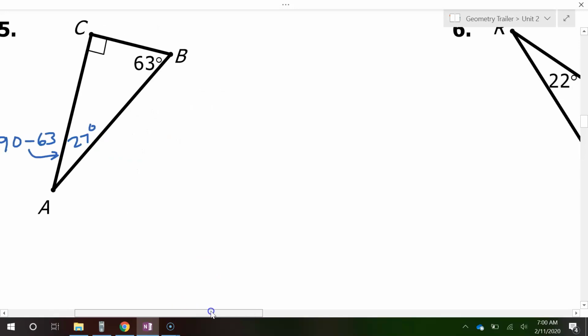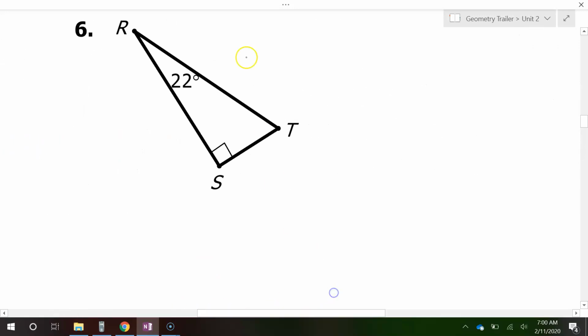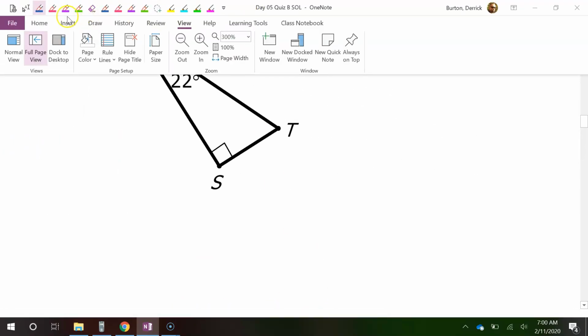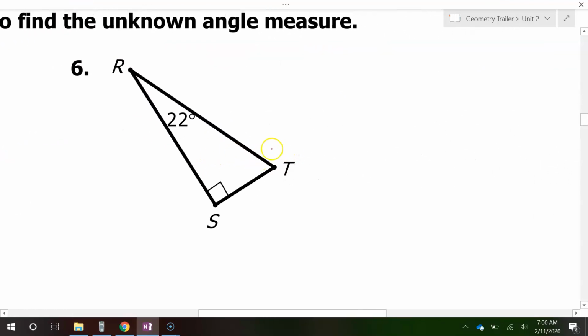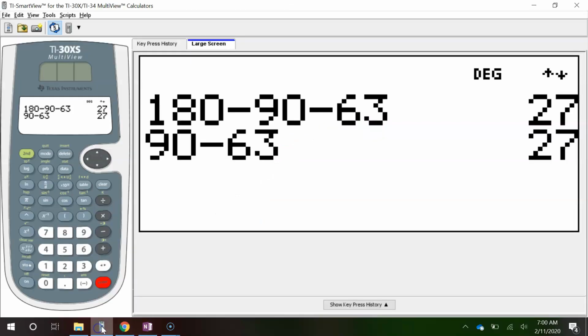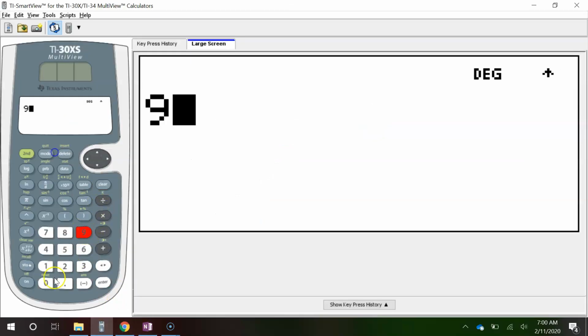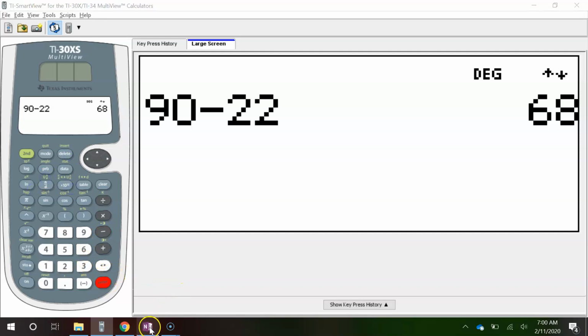All right, problem number 6. Okay, so let's use our shortcut. So this time we're just going to do 90 minus 22. So of course that is 68.